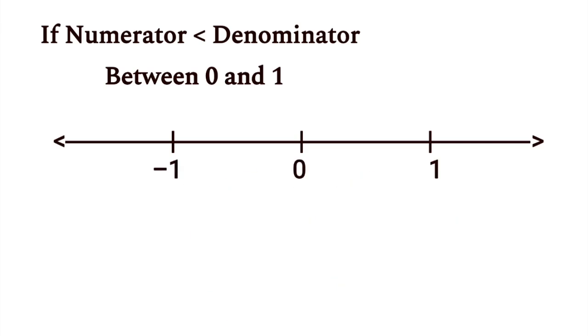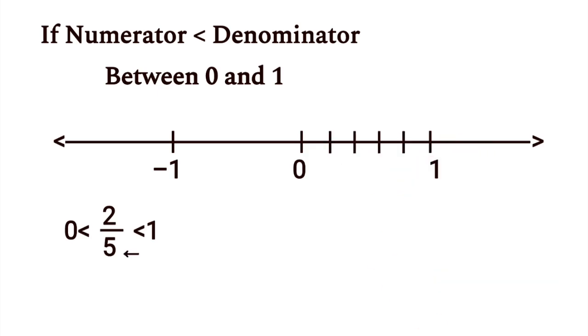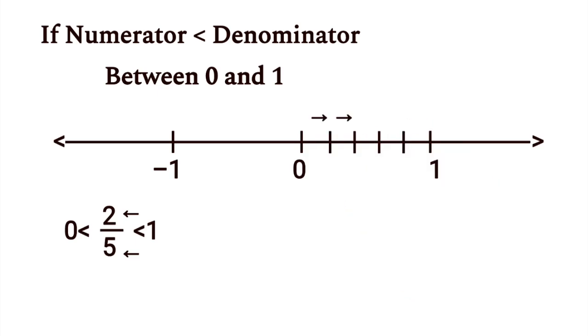Take 2 by 5. It has to lie somewhere between 0 and 1. Now we divide the length between 0 and 1 into equal parts. How many equal parts is the question? The denominator tells us the number of equal parts. The denominator is 5, so we divide it into 5 equal parts. Now look at the numerator. It's 2. We have to take 2 parts from 0 and mark 2 by 5 here.